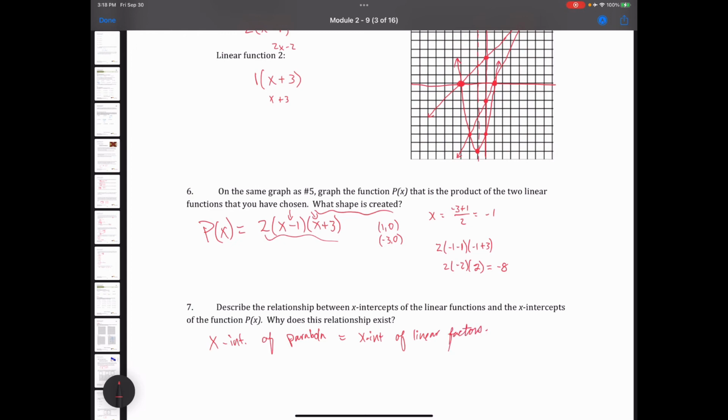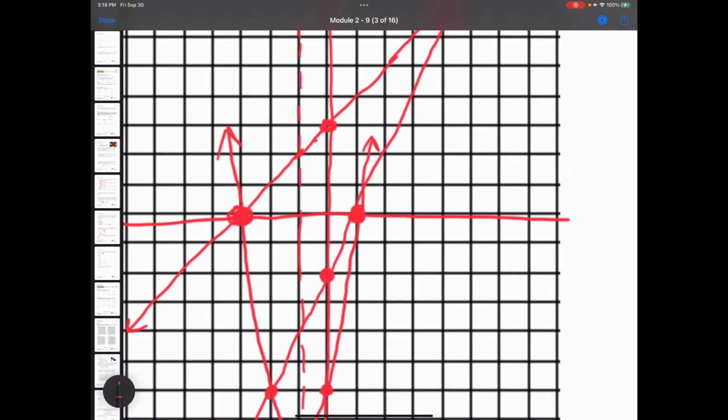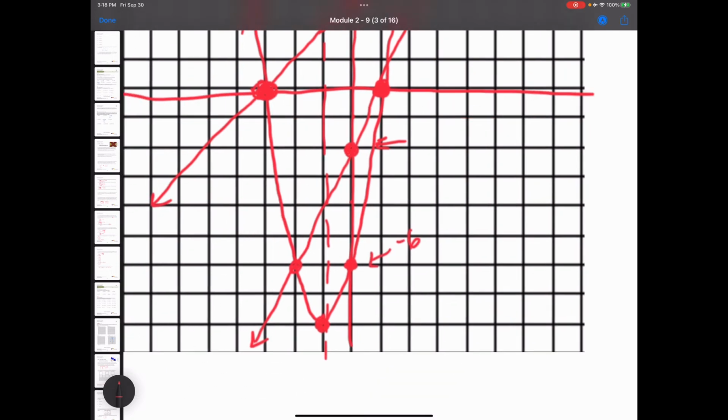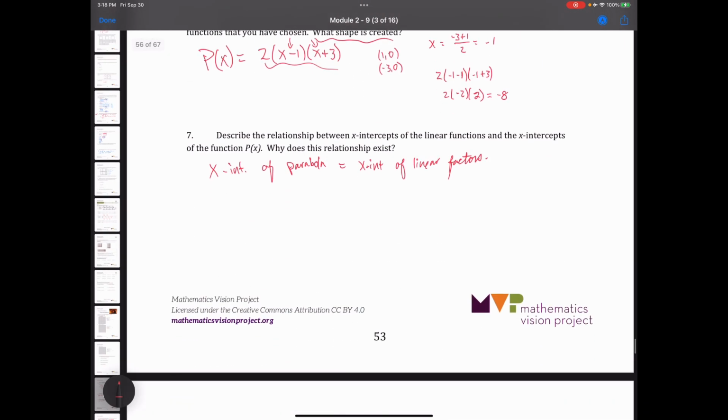And then, if I look at the y-intercepts, I have a y-intercept of 3 and negative 2. Well, look at where my parabola's y-intercept is: negative 1, 2, 3, 4, 5, 6, which is negative 3 times negative 2. So what I could say is the y-intercept is equal to the product of the linear functions' y-intercepts.